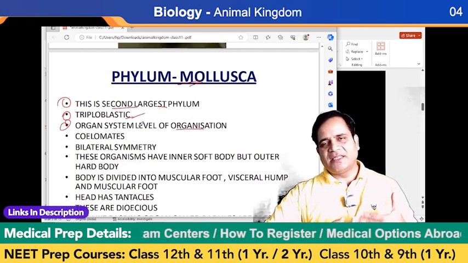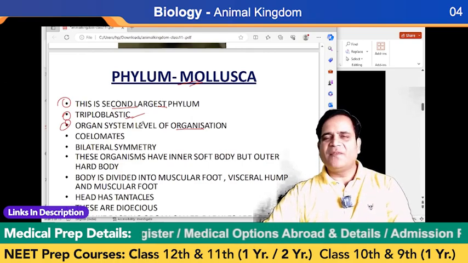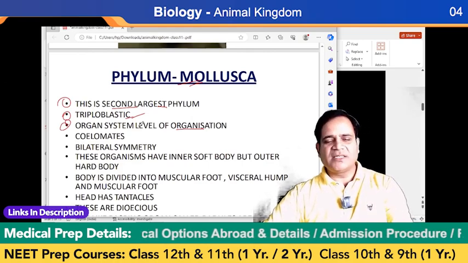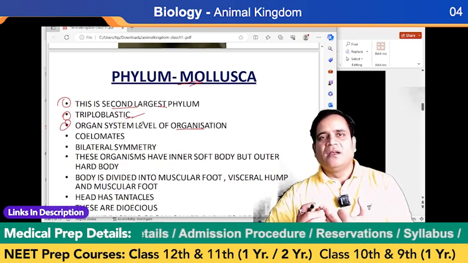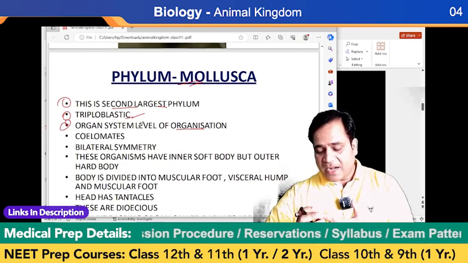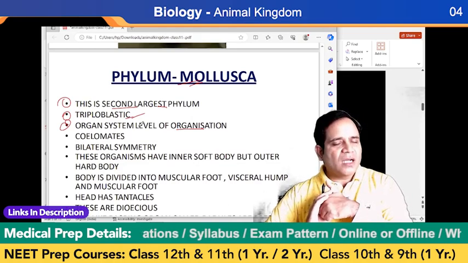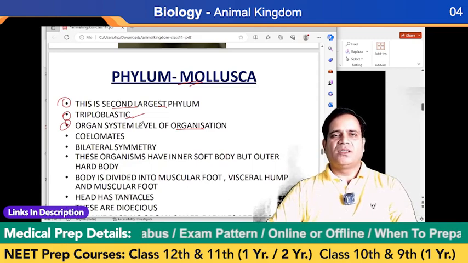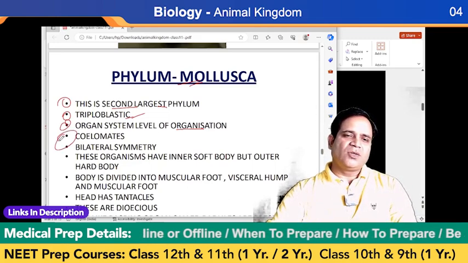Now the organ system level of organization. Yes, definitely this is organ system, because one is Porifera, which is the cellular level of organization. Two is Coelenterata and Ctenophora, which is the tissue level of organization. Platyhelminthes is the organ level of organization. After that, Aschelminthes up to Chordata have the organ system level of organization. Correct? The coelomate term is clear.